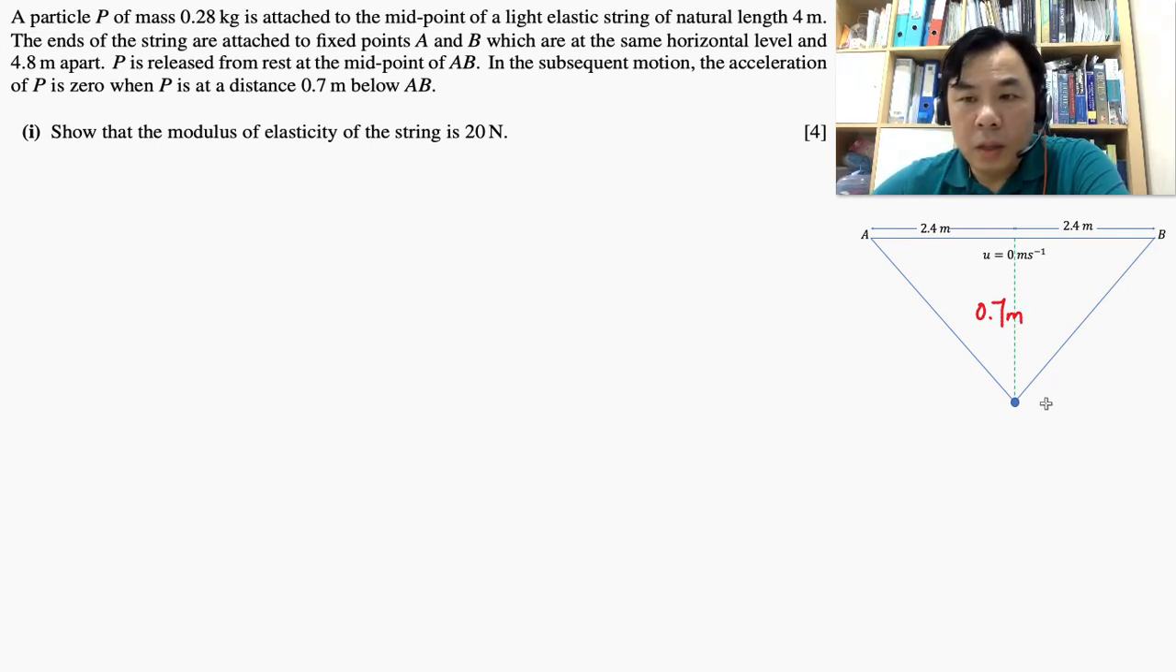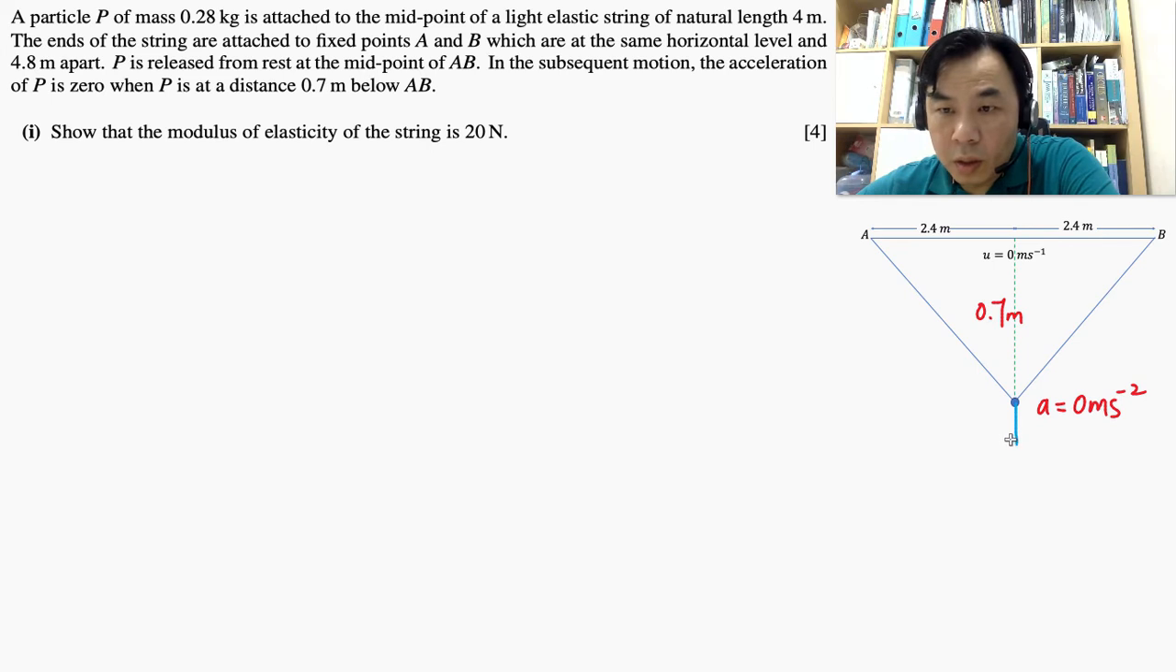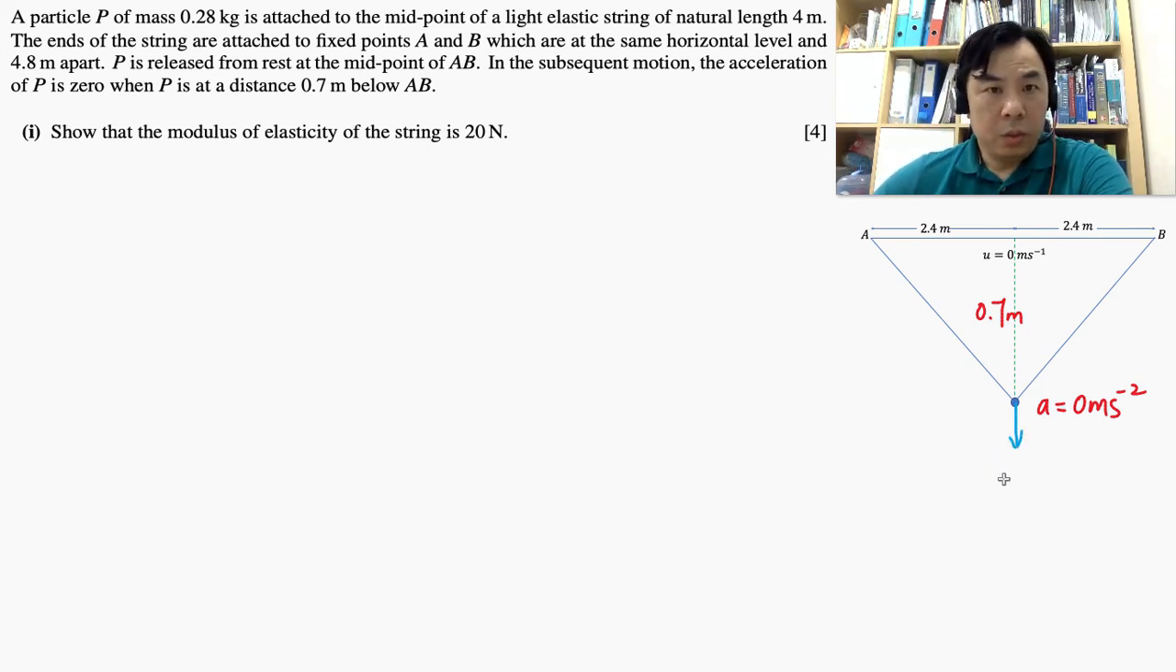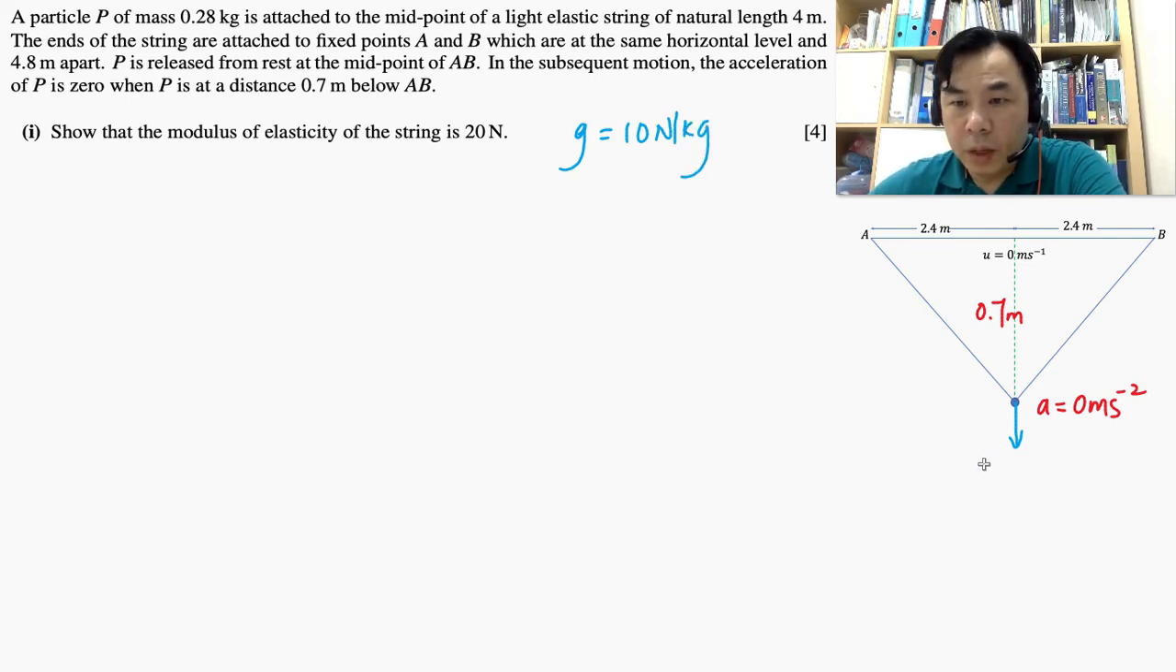Now bear in mind here, I need to write down that at this point acceleration is equal to 0 meter per second squared here. It's not instantaneous rest. And then we do have the weight component. In this case, we are having 0.28 kilogram of mass. So therefore, by using the same gravitational field strength, which is 10 newton per kg for simplification here, the weight of the particle will be 2.8 newton. Okay, now I hope that is clear. And then we do have the tension at this point.